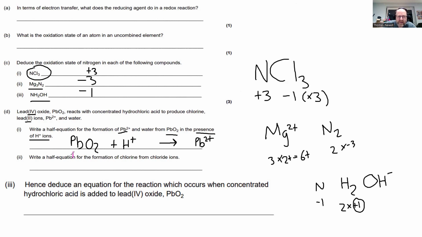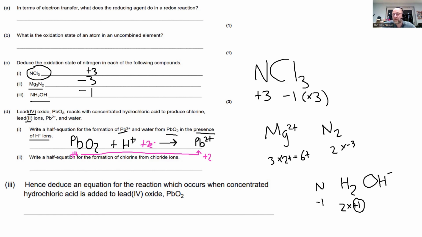So we know that lead is in a +4 state here, and the lead is going to +2. What does that tell you? If you've gone from +4 to +2, what's happened? You've gained 2 electrons. So we're gaining electrons here. The lead is gaining electrons. So we're going to put +2e minus. We may need to change that in a minute.